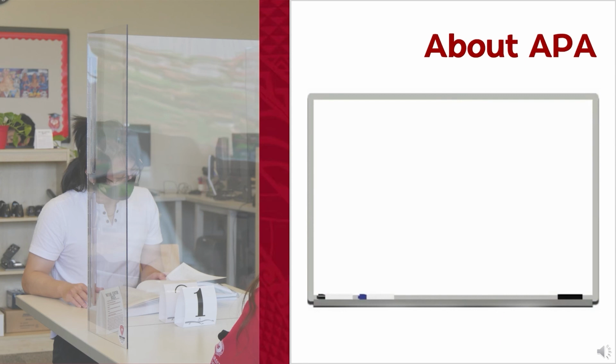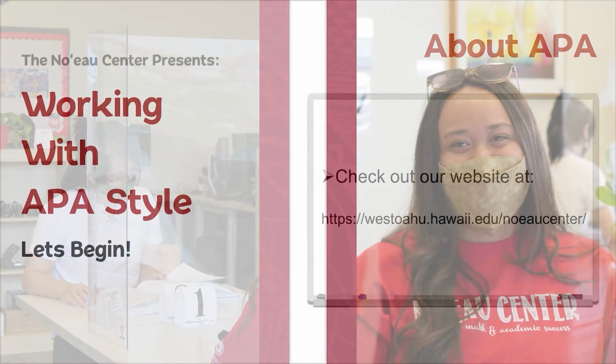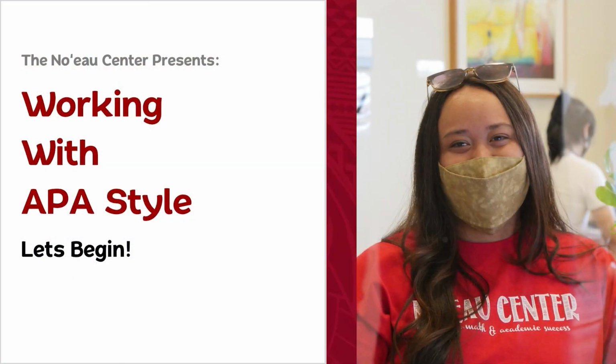This workshop series focuses on the 7th edition of APA, primarily the expectations for student writing. Throughout the workshop, we will refer to a sample paper, which you can find on the Noeau Center website if you would like to follow along or have a reference in front of you. That covers everything in our introduction, so you're ready to begin.